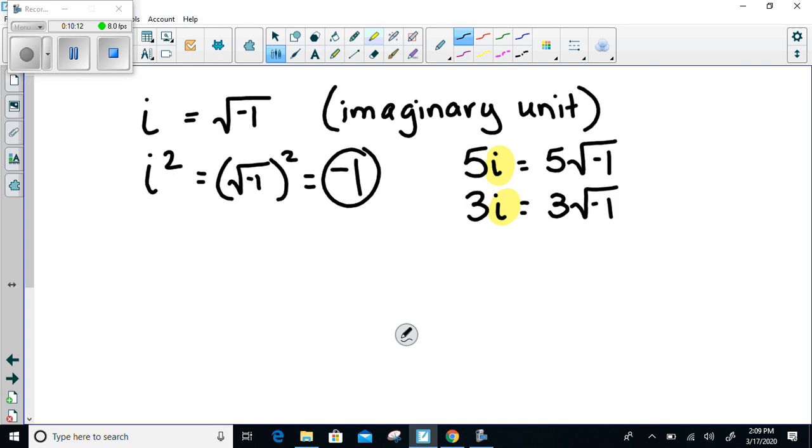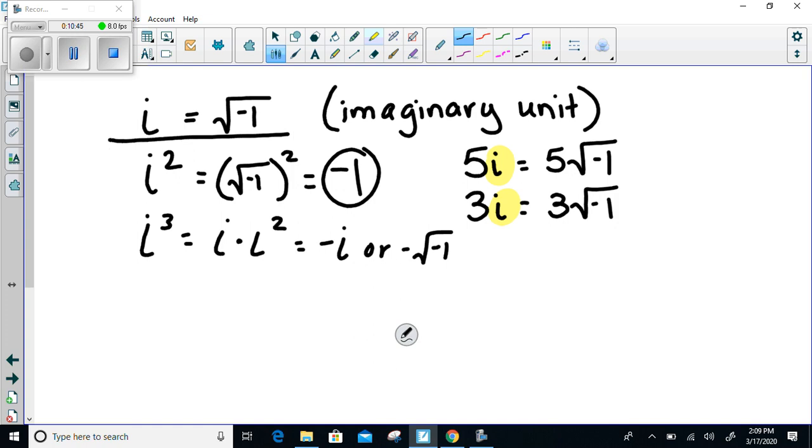i cubed, we'll take a look at it. Using our rules of exponents, I can break that apart to be i times i squared. What I've done here is broken this i cubed, a new thing, into two familiar ones, i and i squared. i is the square root of -1. i squared is -1. So that's actually just equal to -i, or negative square root of -1, however I would like to look at that.